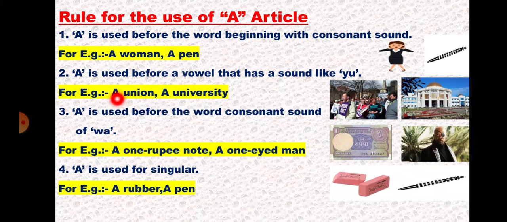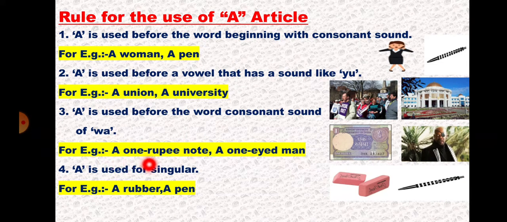Second, a is used before a vowel that has the sound of U. So here when we are speaking a word like union, university, the word sounds like U. So before that also we are using article a. A union, a university. Third, a is used before a word with the consonant sound of V. So when we are speaking a word and it sounds like V, for that we are using article a. A one rupee note. A one-eyed man.